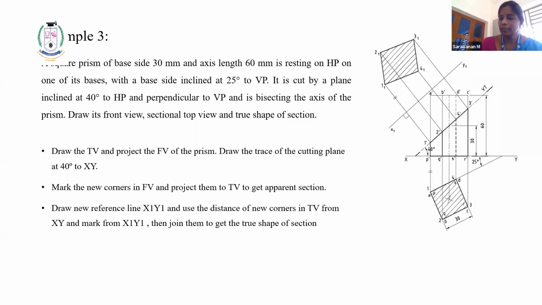Then after getting the sectional top view, you have to draw a reference line X1, Y1. Draw perpendicular lines with respect to X1, Y1 with the sectional top view as reference. Mark all the corners and draw the true shape of the prism. That is shown here.